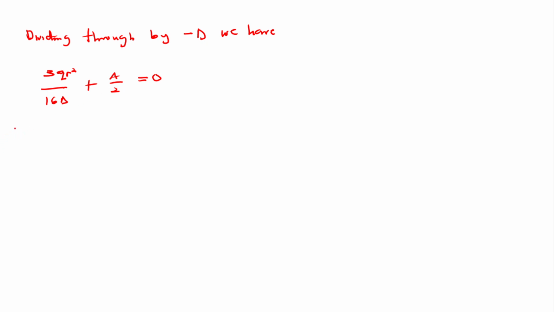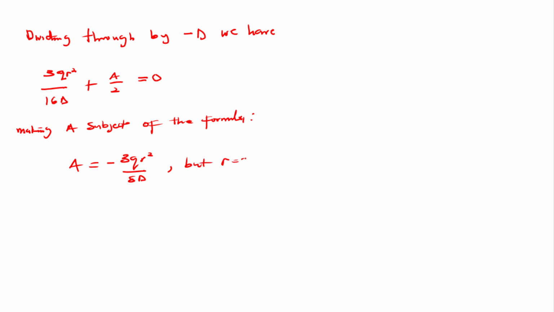So making A the subject of the formula, of the equation, we have A to be equals to minus 3QR square over 8D, but R equals to A. Therefore, A equals to minus 3QA square over 8D.